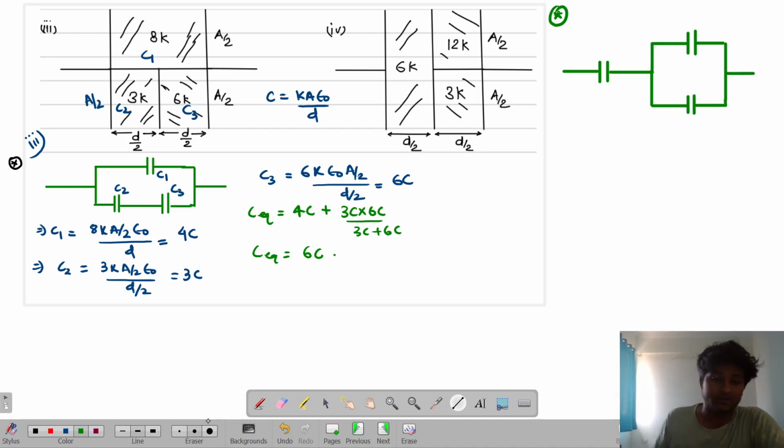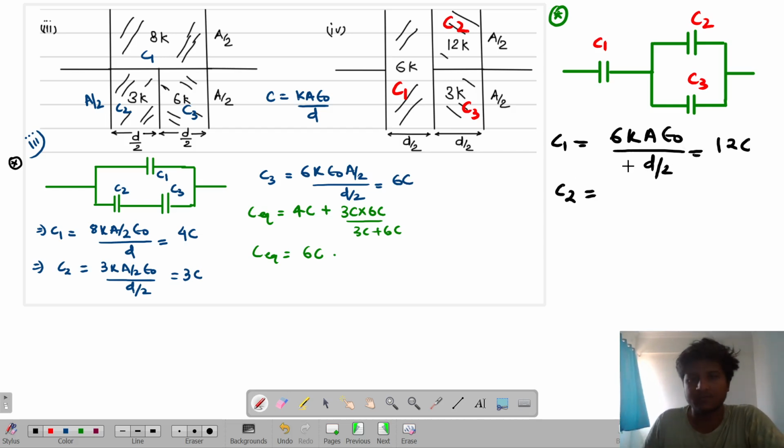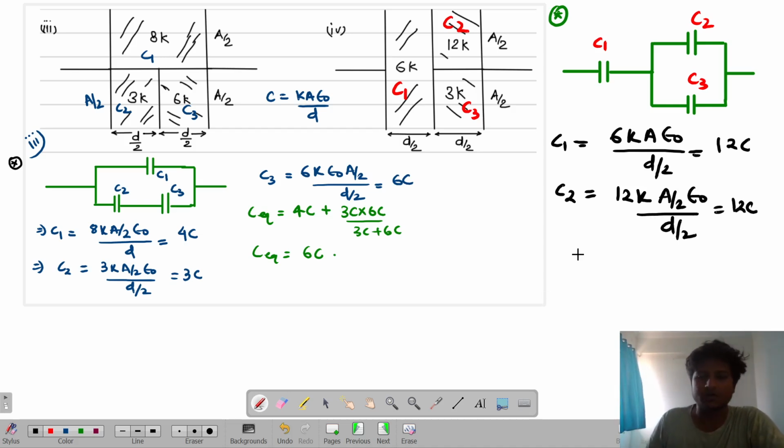Is that clear? Once again, let's suppose I call these C1, C2, C3. So C1 is how much? 6K, area is the same, epsilon naught d by 2. That means 12C, isn't it? C2 is how much? 12K. Area becomes also half, epsilon naught and d by 2. Once again, this is how much? 12C. Got it or not?